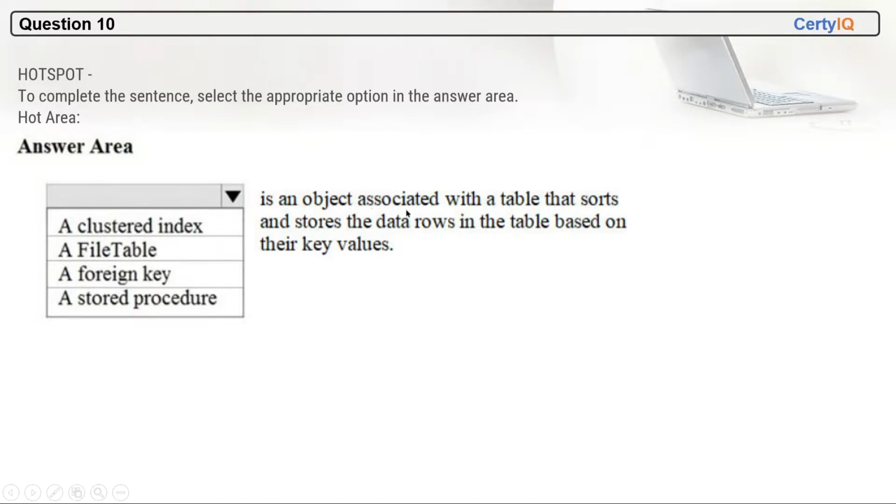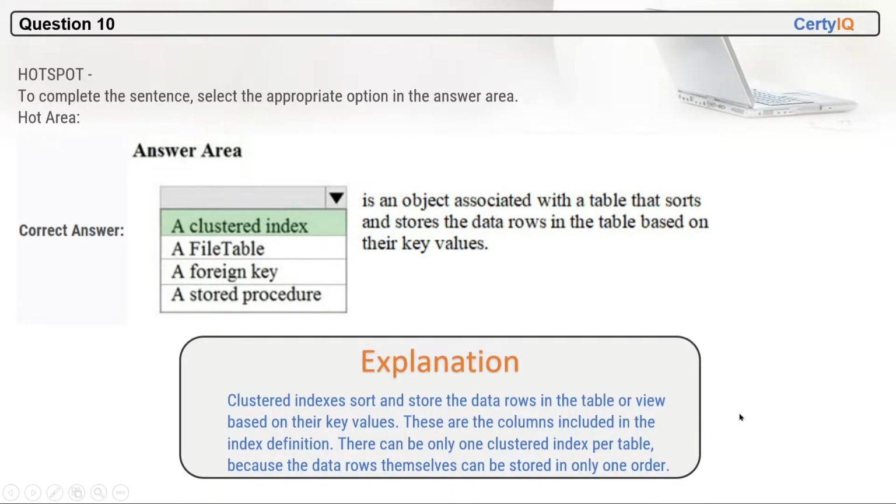Which object is associated with a table that sorts and stores the data rows in the table based on their key values? So clustered index will be the correct answer. Because a clustered index sorts and stores the data rows in the table or view based on their key values. These are the columns included in the index definition. There can only be one clustered index per table because the data rows themselves can be sorted in one order only, right? This makes sense. A table can have only one sort order and hence a clustered index will be one per table.